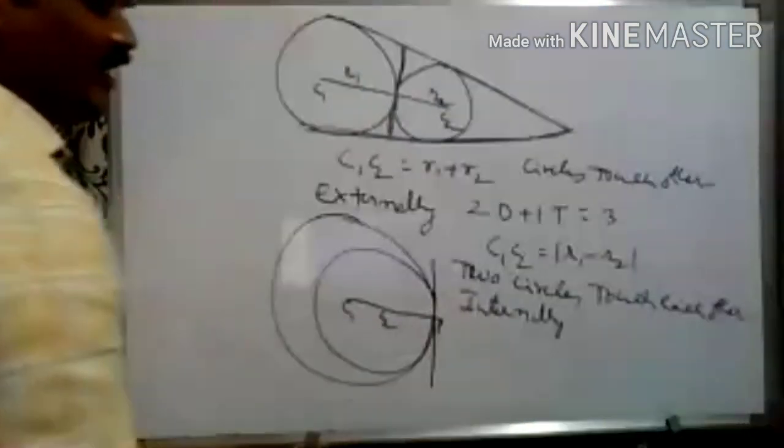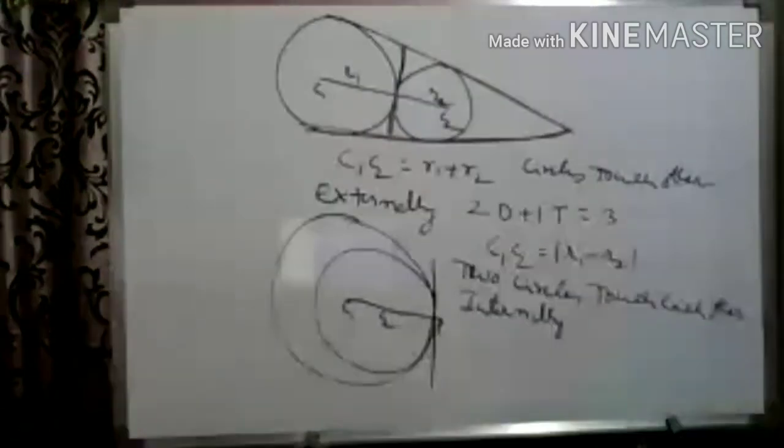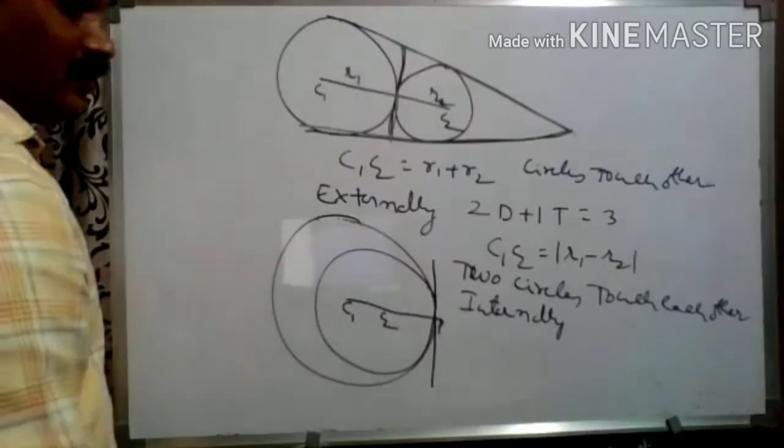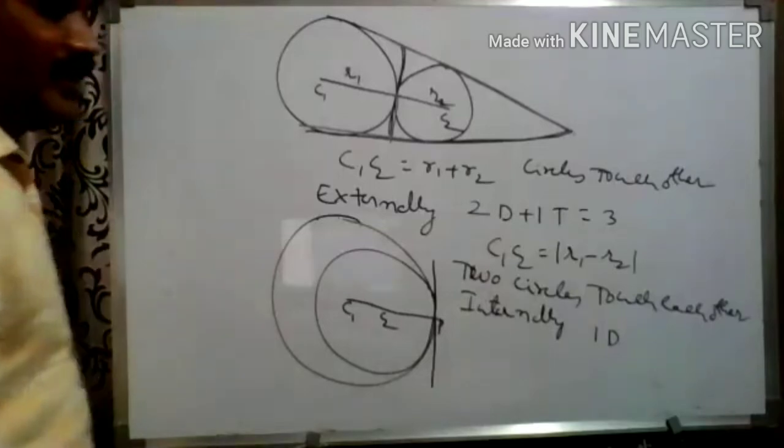Students, this is direct common tangent or transverse common tangent, students? Direct or transverse, students? Only one direct common tangent. Only one common tangent, that is direct common tangent.